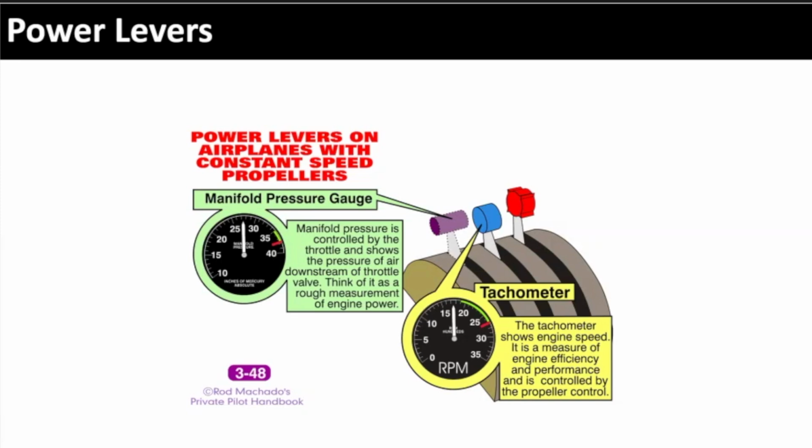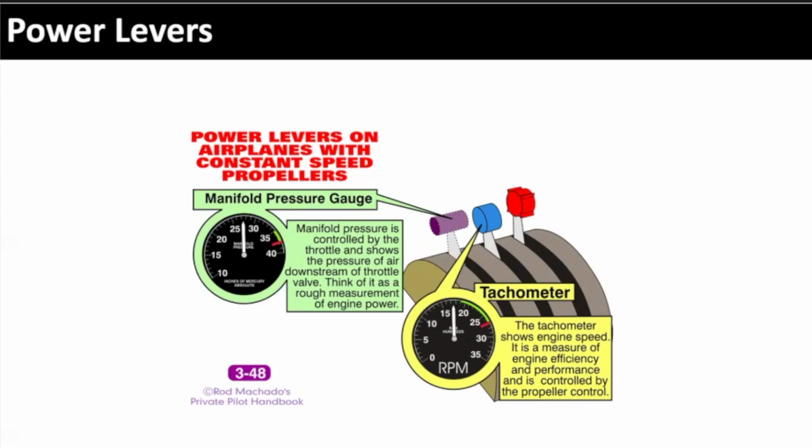But what's happening is the manifold pressure gauge is measuring the pressure of that fuel-air mixture flowing over the venturi into the engine manifold. So it's measuring the pressure of the air-fuel mixture. As you increase power, what's that going to do to the pressure? You're increasing pressure, so it's measuring the pressure that you're applying with that throttle.